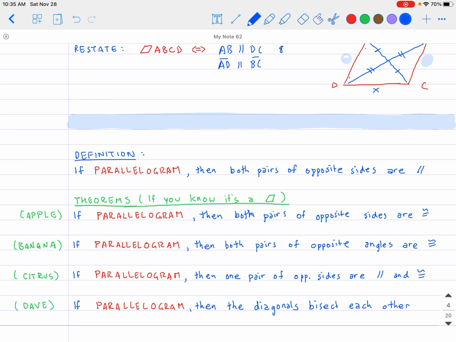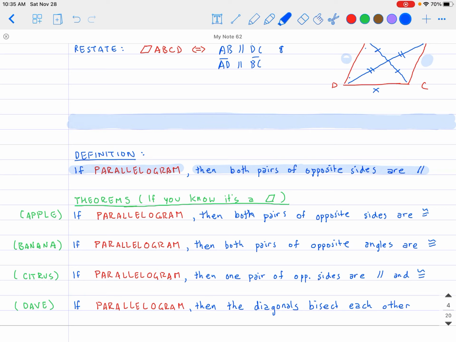So we'll find different information that you can extract from knowing that you have a parallelogram. So again, by definition, we said that if you have a parallelogram, then both pairs of opposite sides are going to be parallel to each other. That's the definition. That's given. Now, what I extracted earlier, those are going to be theorems, and those are theorems that you're actually going to be proving, and they're not too bad. We'll do one of them together.